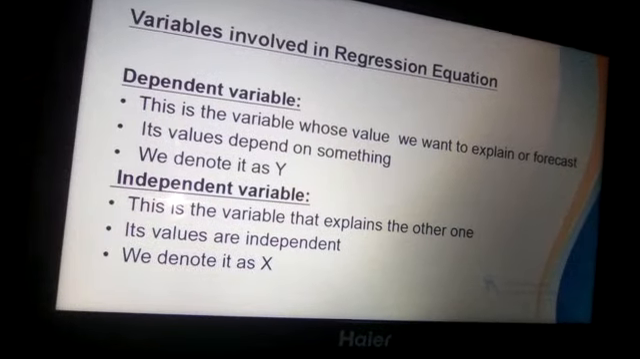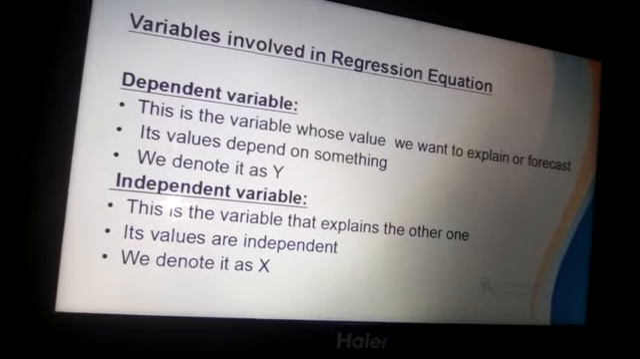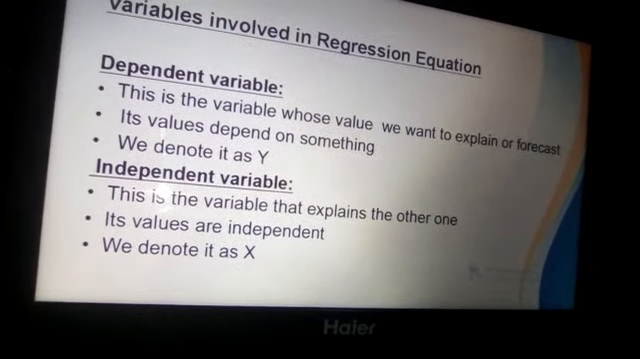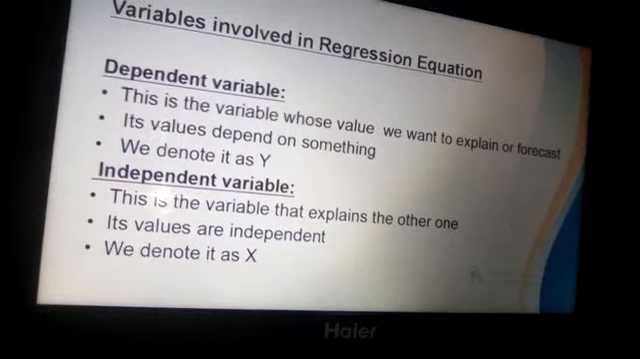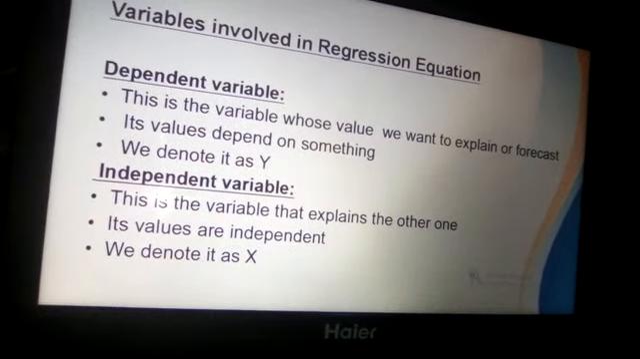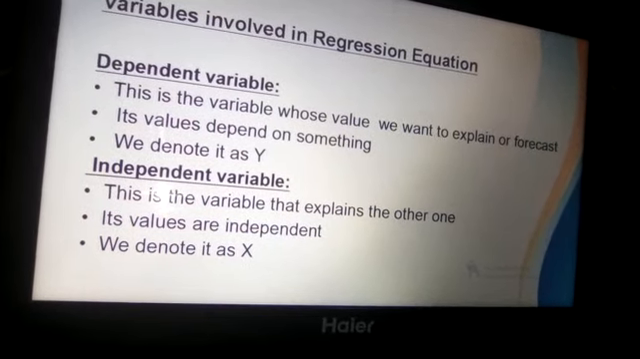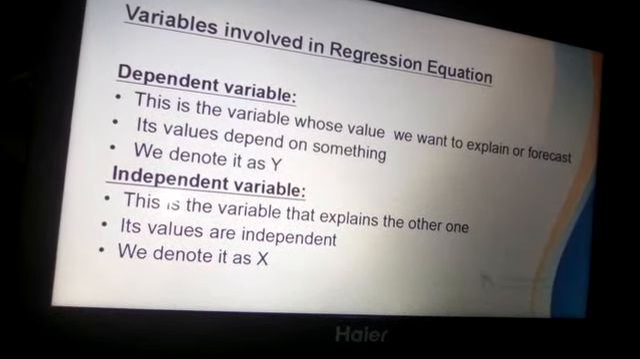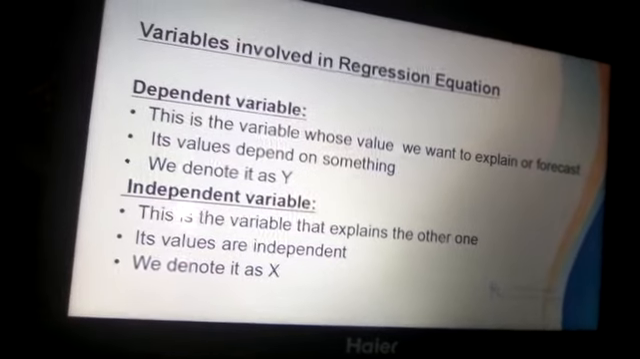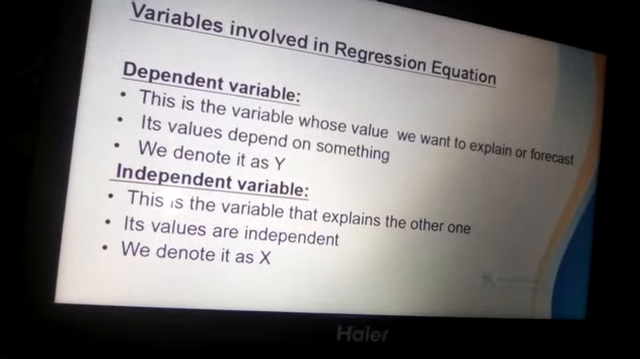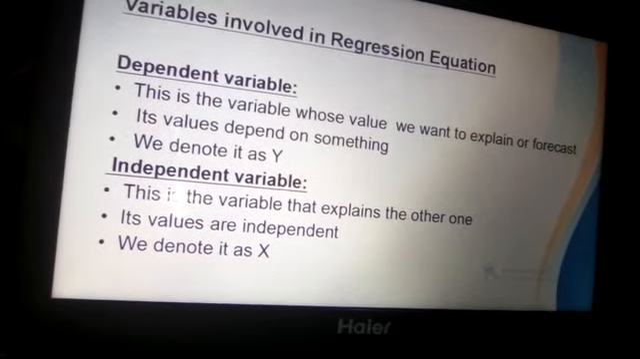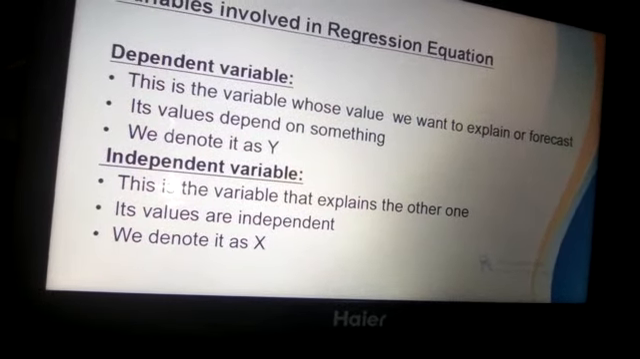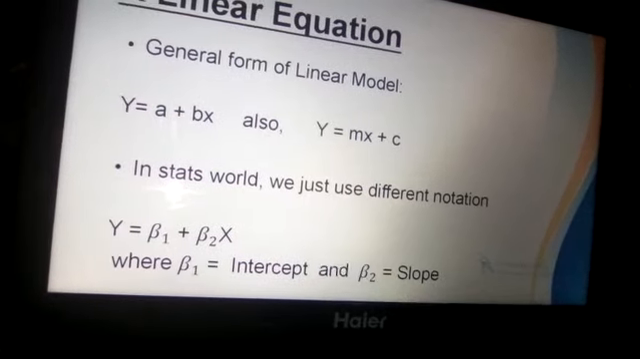The variables involved in a regression equation are the dependent variable and the independent variable. As the name suggests, the dependent variable is the one we want to explain or forecast. Its values depend on something. We usually denote it as capital Y. The independent variable explains the dependent one, and its values are independent. We usually denote it as capital X.